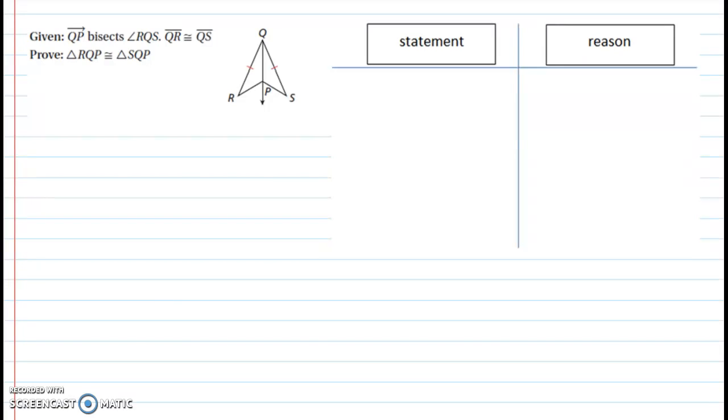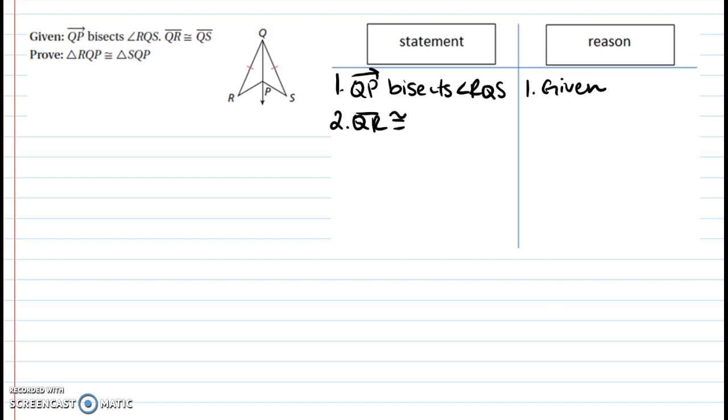All right, so in this proof, my very first statement will be that I'm given that ray QP bisects angle RQS. So that is a given statement to me, and we'll use that in just a minute. I am also given that QR is congruent to QS. And that is also given to me.